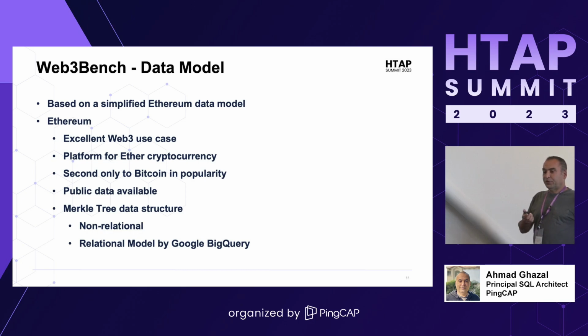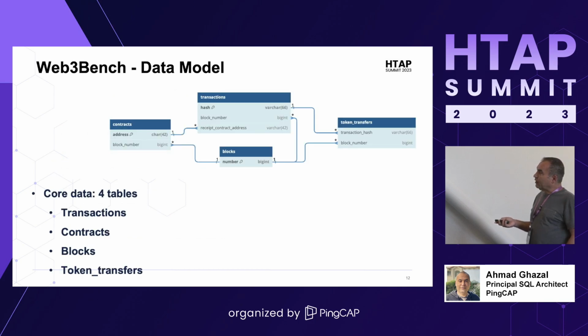And if you know Ethereum, it's second to Bitcoin. So just like Bitcoin, but the difference is that they have more data available. So they have public data available. They are not really a relational model, but Google has created a relational model out of Ethereum. So that's the one we have used. Google BigQuery has a 7 table data model for Ethereum, and we use that. We simplified it a bit. So this is the way we have simplified it to 4 tables.